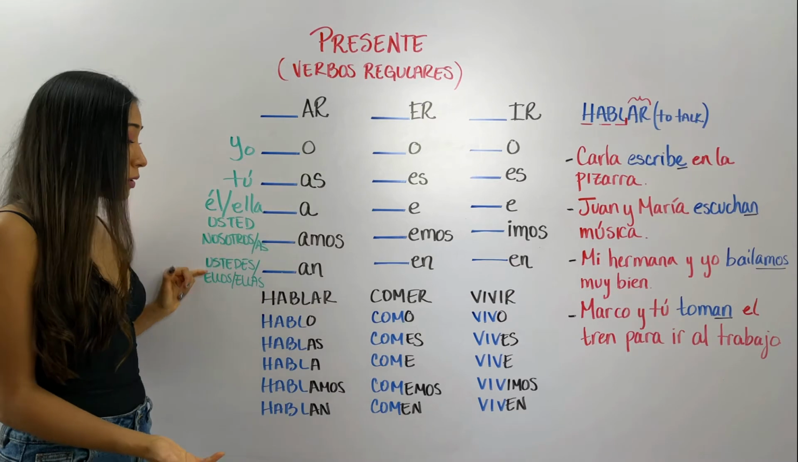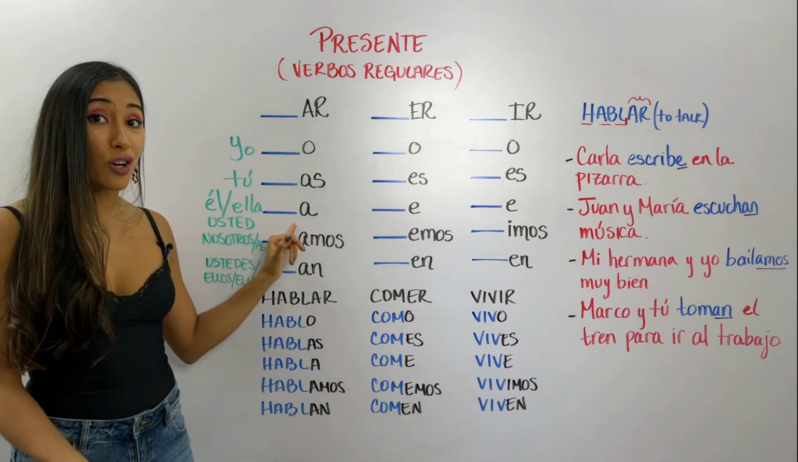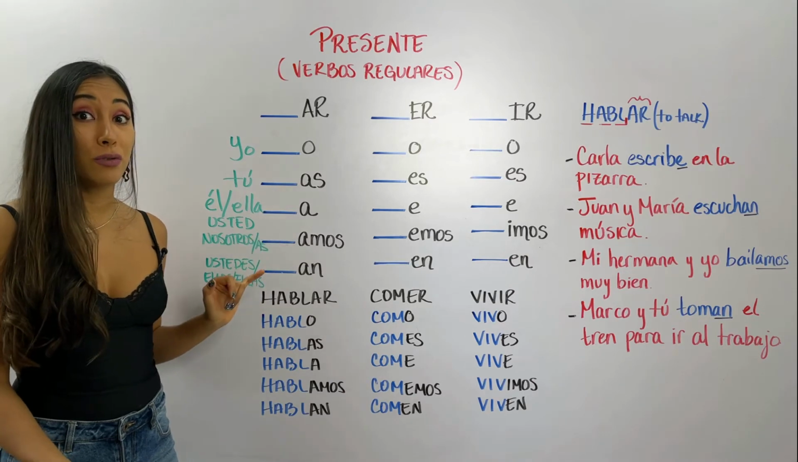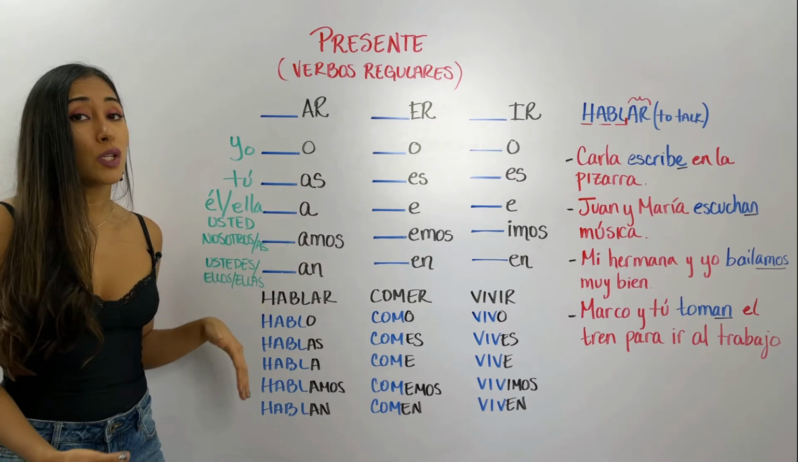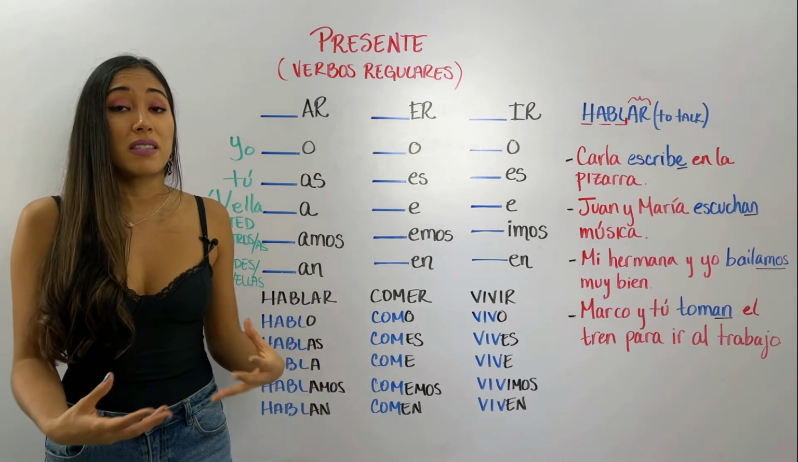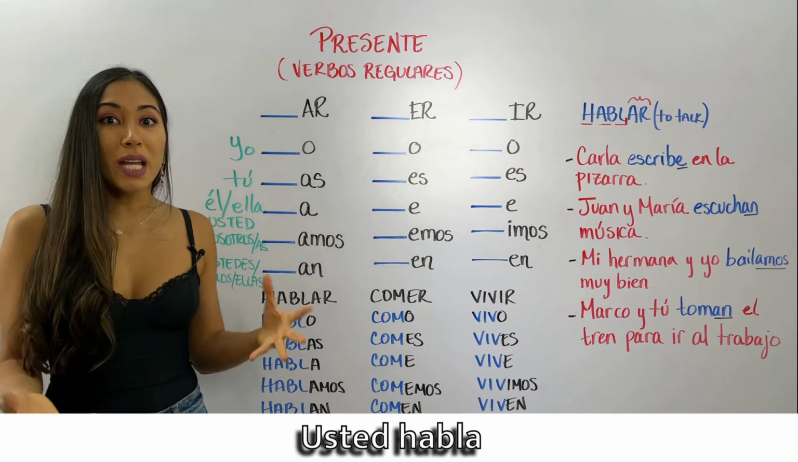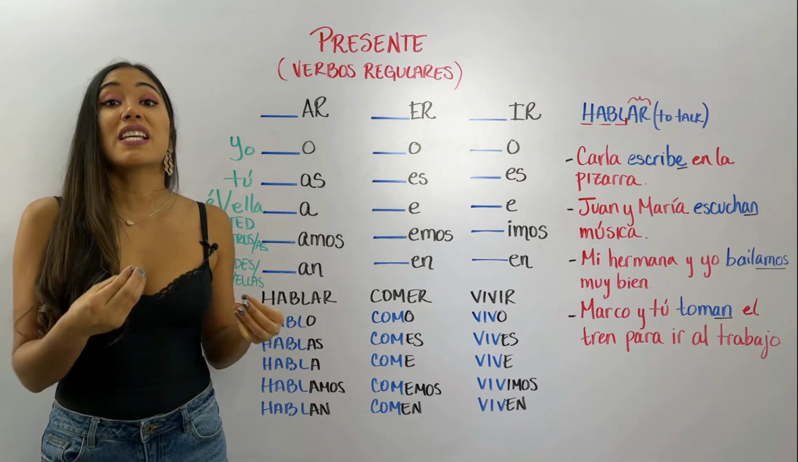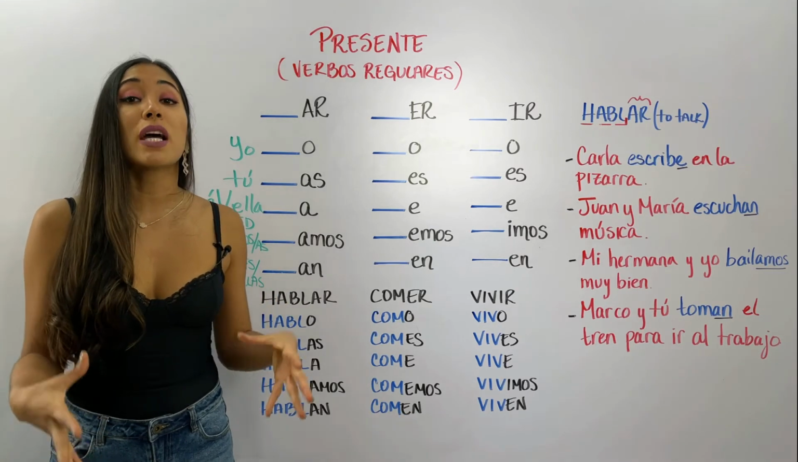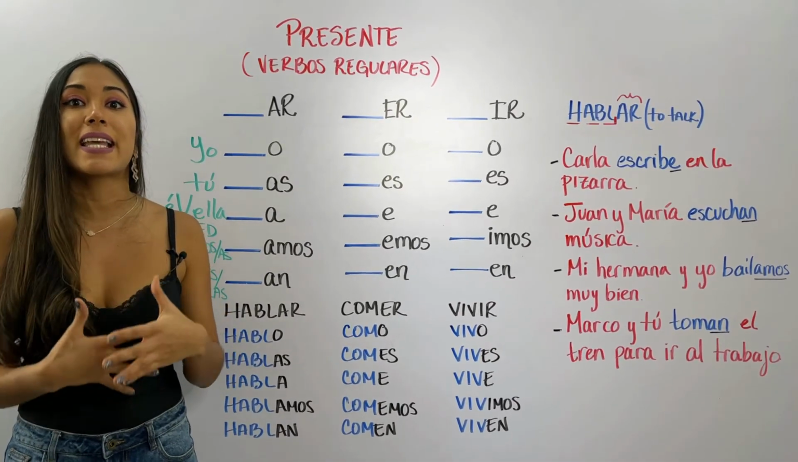In Spanish, if you noted, only él, ella, usted share the same conjugation, only them. So in this case you can be more specific. You can specify and say él habla, o ella habla, o usted habla, okay? If it's necessary. Also, you can use the pronouns if you want to emphasize the sentence.